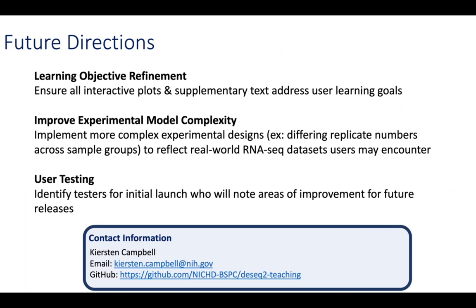Looking towards future directions for the project, we'd like to continue refining the app and ensuring that all of our interactive plots are really addressing our user learning goals. We'd also like to improve the underlying model complexity in our sample data sets. For example, users may encounter situations where there are different replicate numbers across sample groups. There are more than just 2 sample groups. And we'd like the tool to be able to reflect those real-world RNA-seq data sets. And additionally, we'd like to start testing the tool with users who will help us note different areas of improvement for future students and future releases.